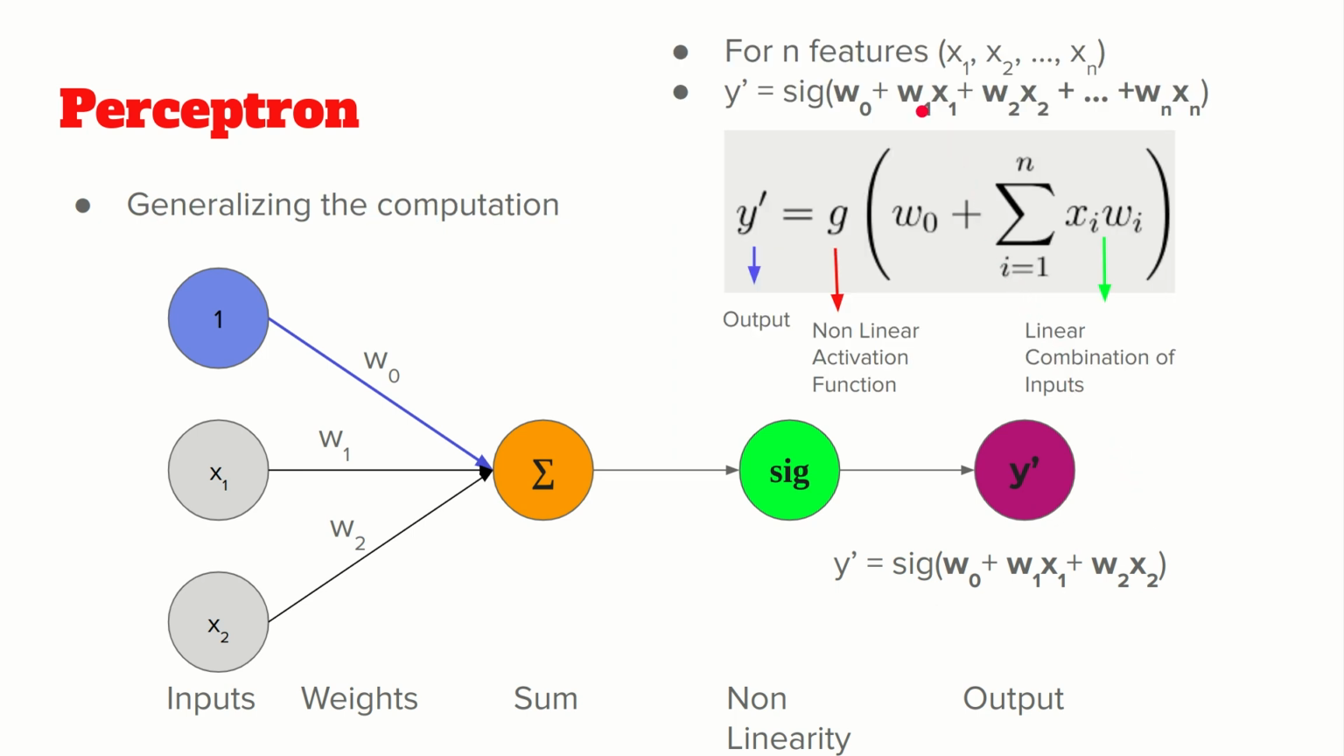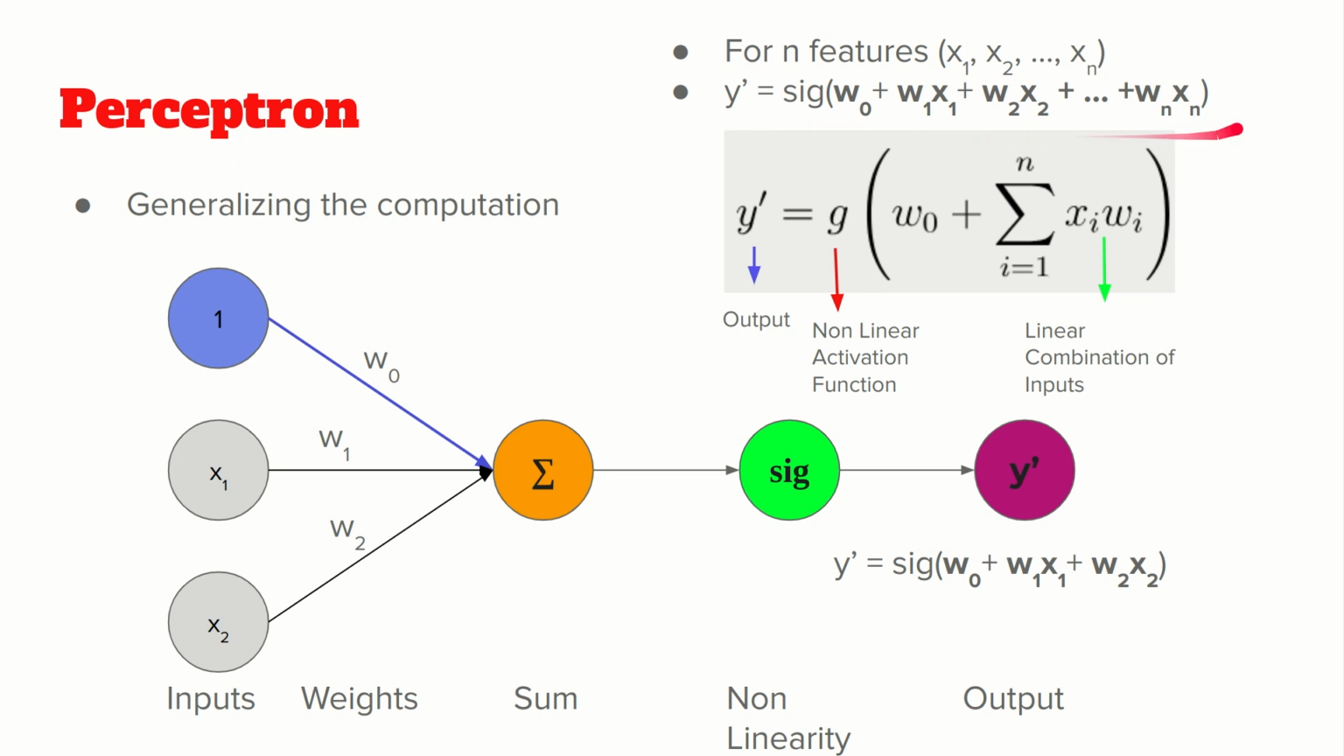In general, we'll be having n number of features. So the features could be from x1 to xn, and we'll be taking the linear combination of all these n features. Since the number of features is large, the weights will also be large. The weights will be w1, w2 up to wn, and w0. Then we'll apply a non-linear function on this weighted sum to obtain a final output, which is y prime.